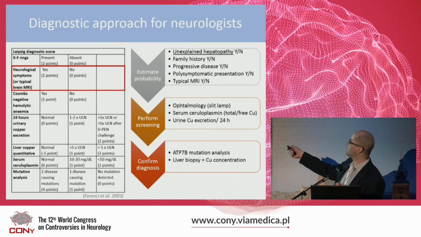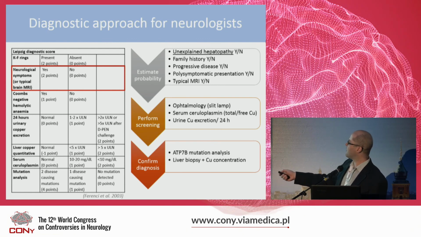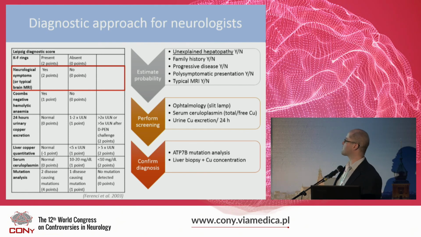When you answer no to all these questions, Wilson disease is less likely. It's not validated, but it proved to be helpful. When you decide to perform screening, you have to do it properly: ophthalmology, serum ceruloplasmin, and urine copper excretion. And then when the diagnosis is not clear, you should go to the next step, and it's ATP7B mutation analysis or liver biopsy.